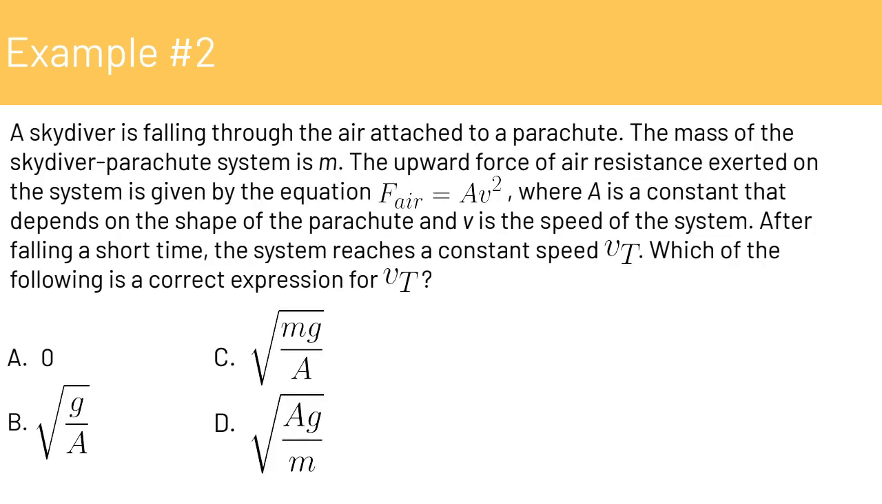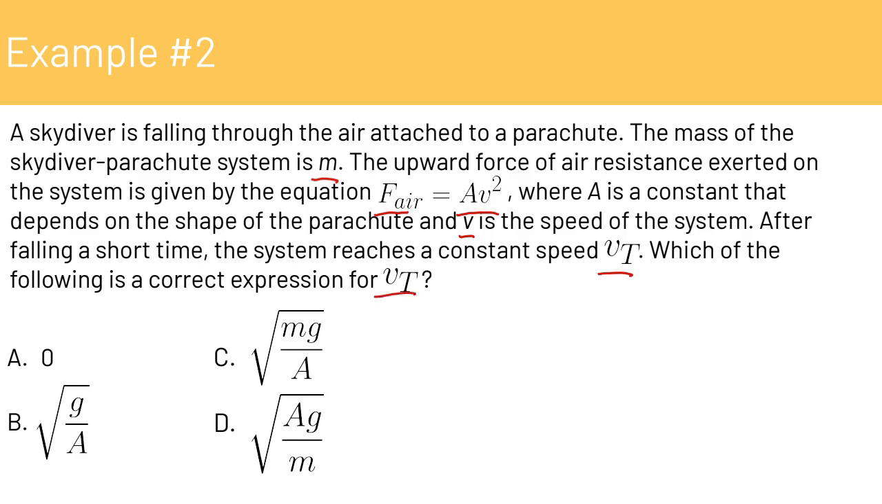Okay, example number 2. A skydiver is falling through the air attached to a parachute. The mass of the skydiver parachute system is m. The upward force of the air resistance exerted on the system is given by the equation F sub air is equal to AV squared, where A is a constant that depends on the shape of the parachute, and V is the speed of the system. After falling for a short time, the system reaches a constant speed V sub t. Which of the following is a correct expression for V sub t?